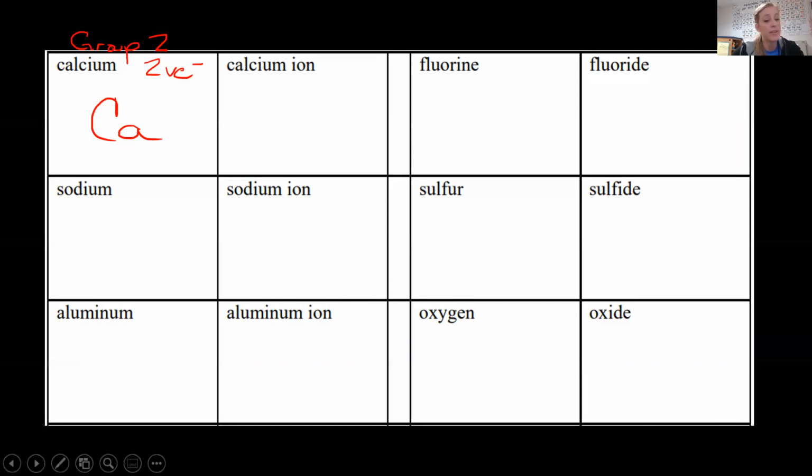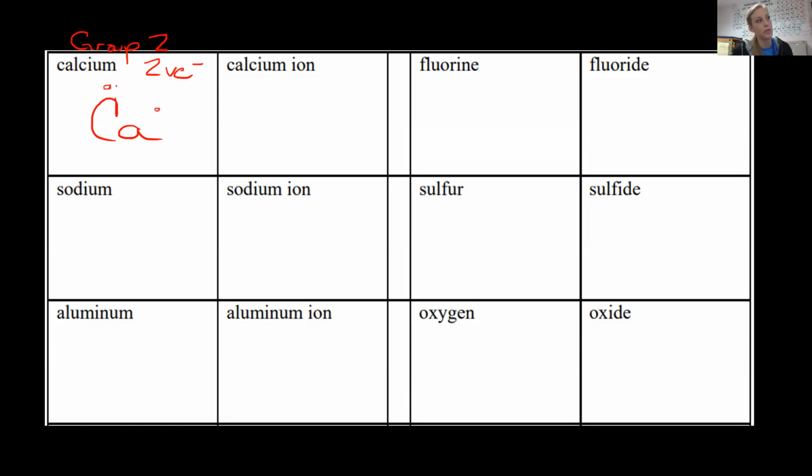So calcium has 2 valence electrons, to recap. So Kira, how do you want me to draw those 2 dots? I would start one on the top and then one on the right. Beautiful. So we have one on the top and one on the right.